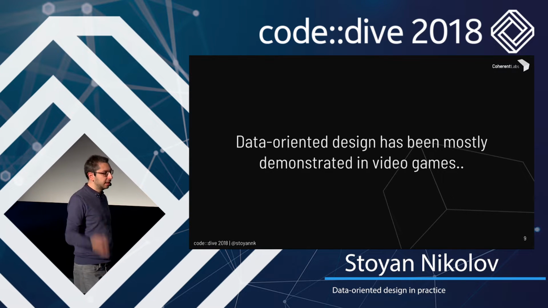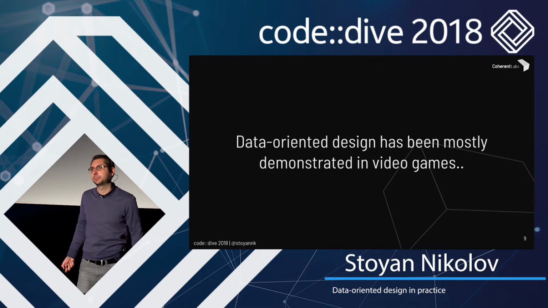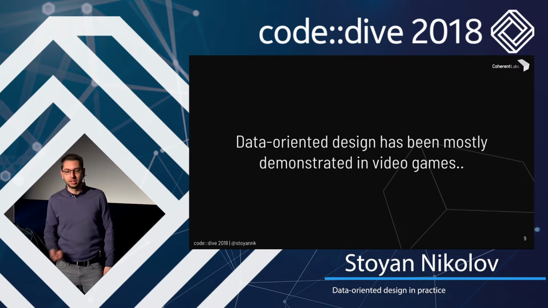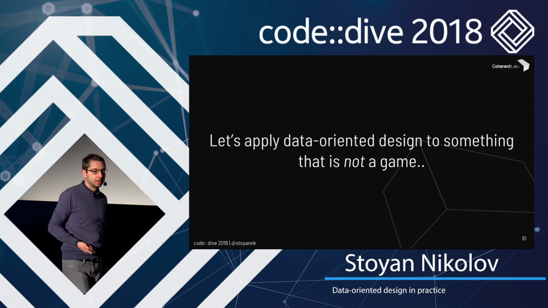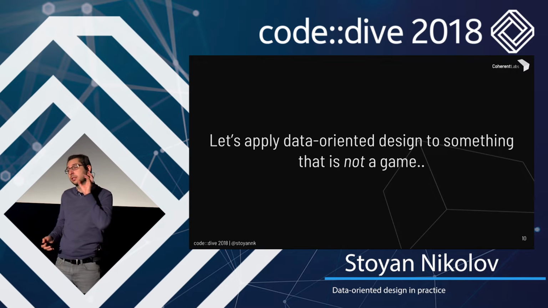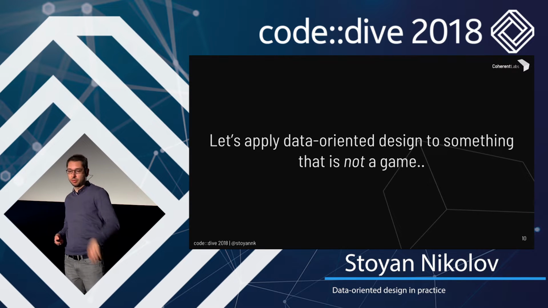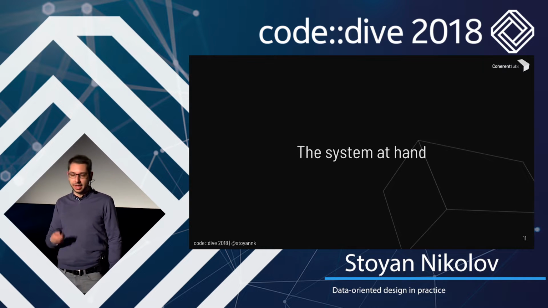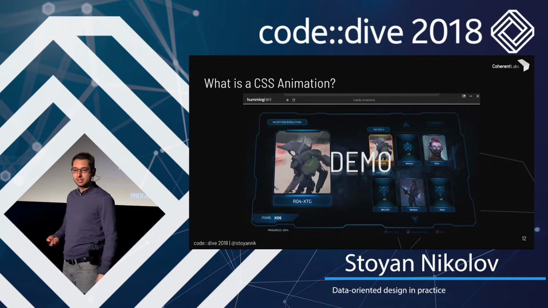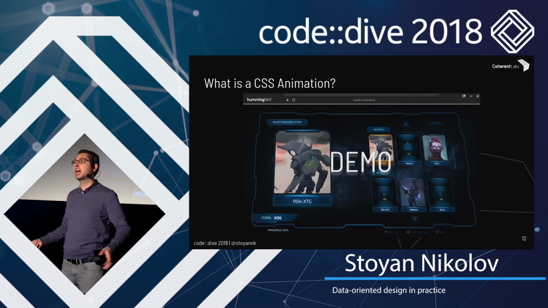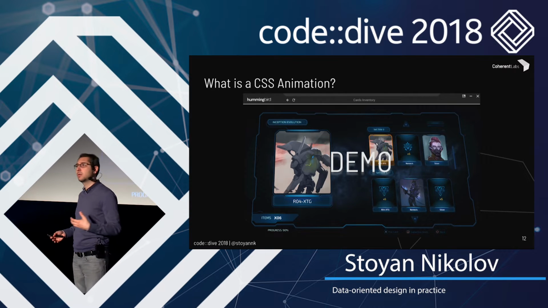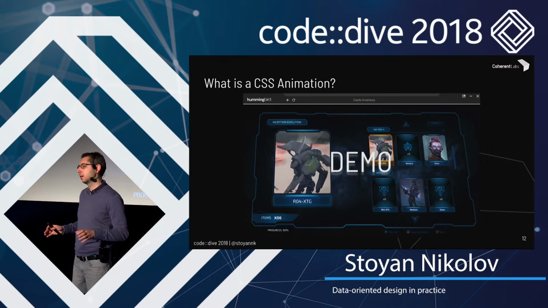Data-oriented design has been mostly demonstrated in games. I won't be demonstrating it in games. I'll be demonstrating it in a different system, an HTML renderer, and a specific system within that HTML renderer that we have time to look at. The system at hand will be the system of CSS animations. I don't know how many of you are familiar with HTML, CSS, and so on. A deep knowledge is not required.